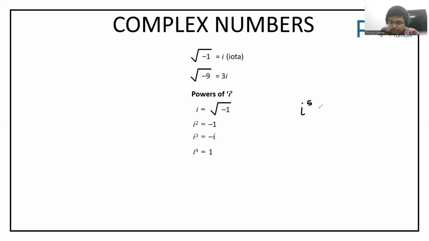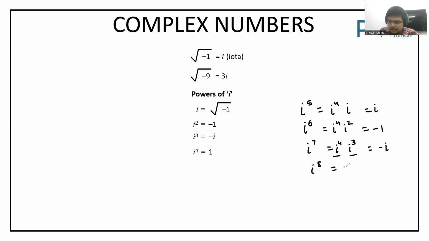If I find i raised to 5, how will we find it? i raised to 5 is i raised to 4 into i. And what is i raised to 4? 1. So its answer will be i. If we find i raised to 6, this will be i raised to 4 into i square. So what will we get? Minus 1. If we take i raised to 7, this will be i raised to 4 into i cube. That is 1 into minus i, so minus i. So are you observing something?